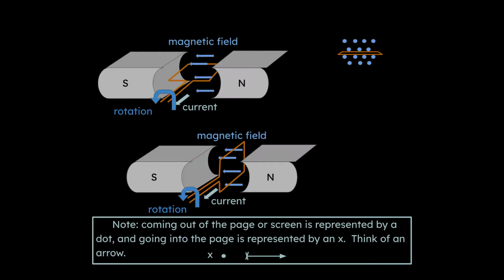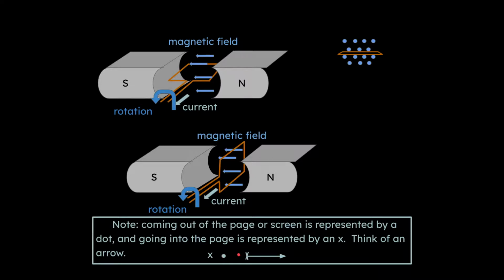This is our final. And before we move on, I do need to talk about a notation system. If something is going into the page, because again we need to describe 3-dimensional processes with only 2 dimensions, like on a page or a screen, if something is going away from us, we're going to represent that as an X. If something is coming towards us, we're going to represent that as a dot.